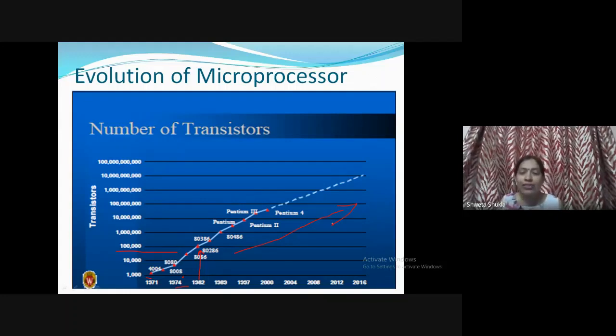So this is all about the evolution of the microprocessor. From the next lecture, we'll begin with the 8085 microprocessor, its basics, its architecture, pin diagram, and other things.